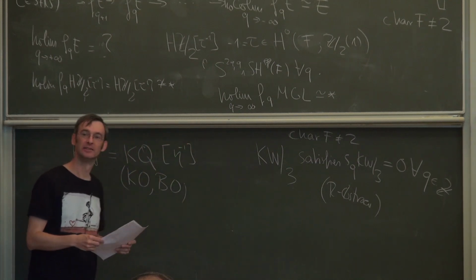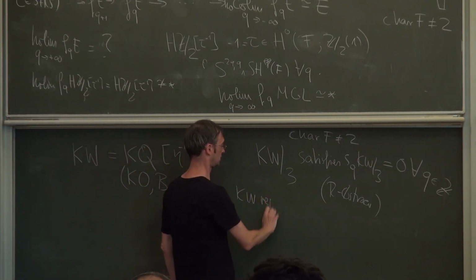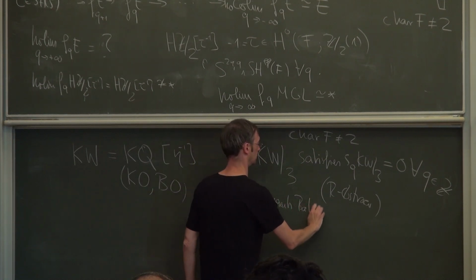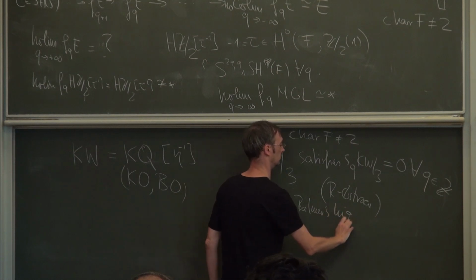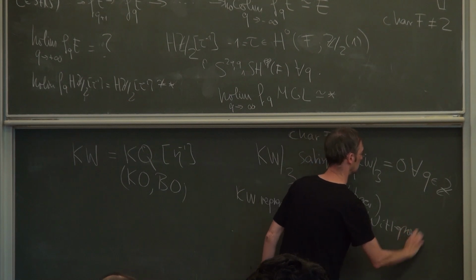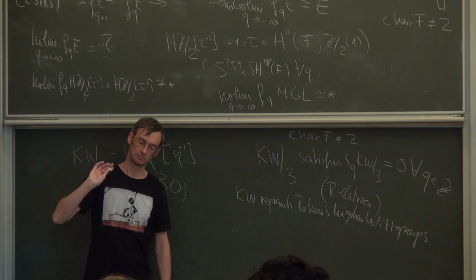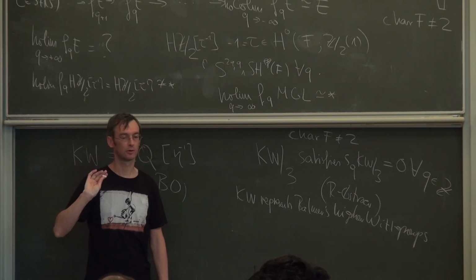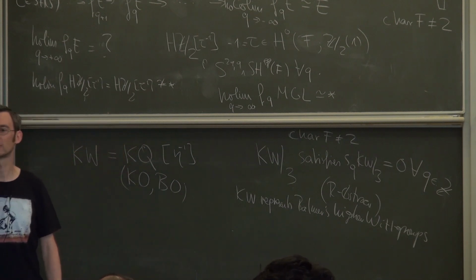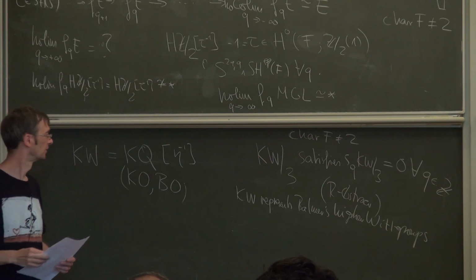So KW represents what in general? KW represents Balmer's higher Witt groups, let's say over a regular base scheme in which 2 is invertible, and maybe it's even true more generally. I'm not sure.